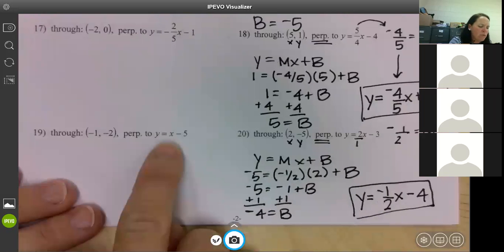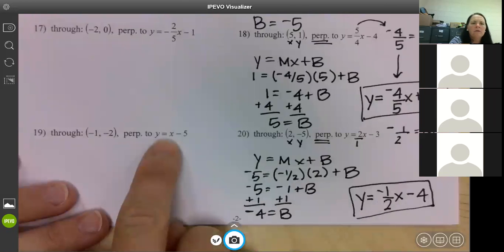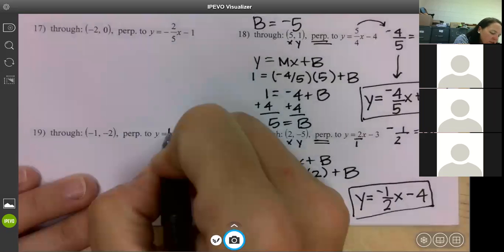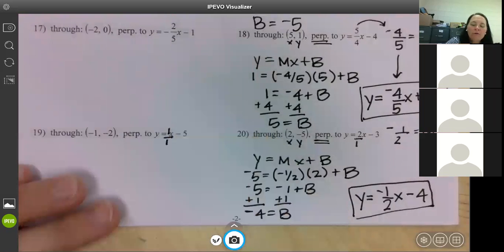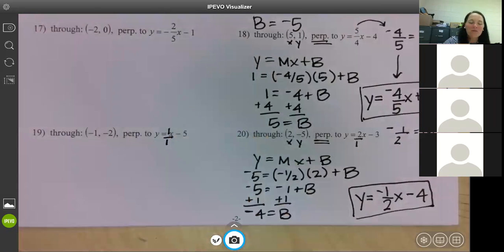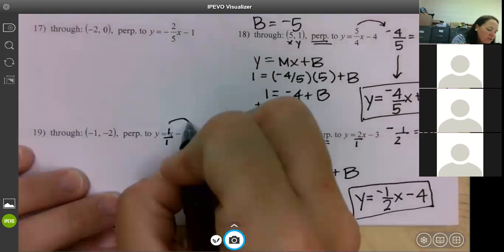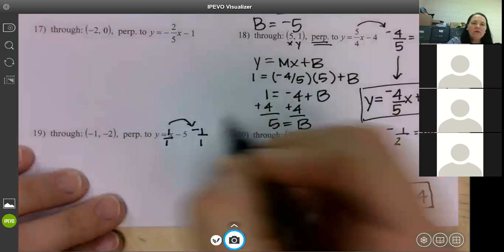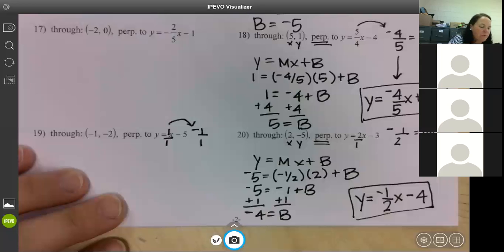All right, check out number 19. What is the slope on this one? Remember, your slope is always a number. So what's that number always in front of x when there's not one? 1. And to make it a fraction, put it over 1. We're going to flip it, which still makes it 1/1, but then we change it to negative. So what is your actual new slope?